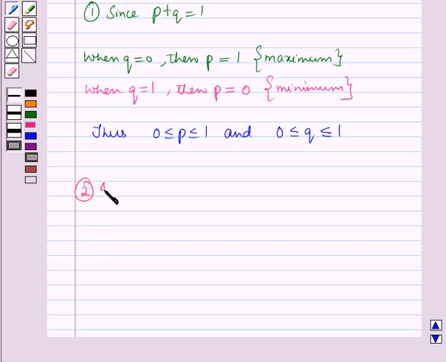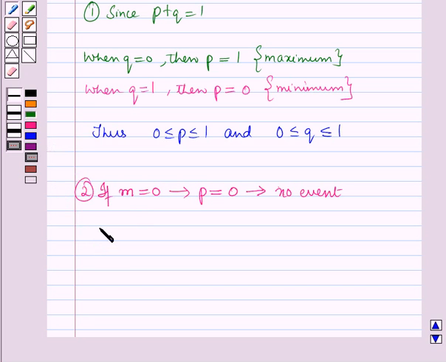Now, if m is equal to 0, that is, the number of favorable outcomes is equal to 0, then the probability of happening of the event is 0. This means that there is no event. For example, the probability of drawing a gold coin from a bag containing silver coins is 0, as there is no gold coin. Therefore, the event cannot take place.